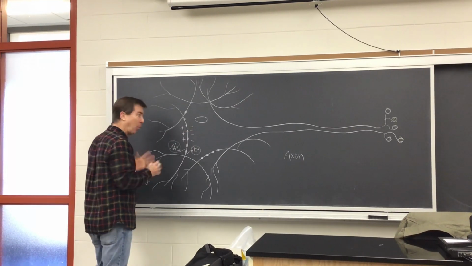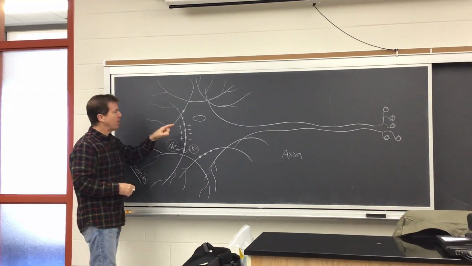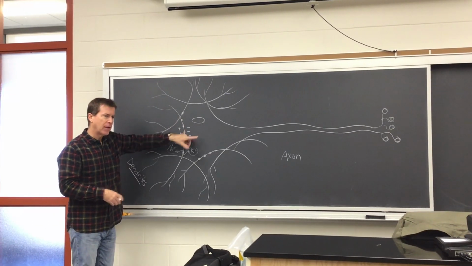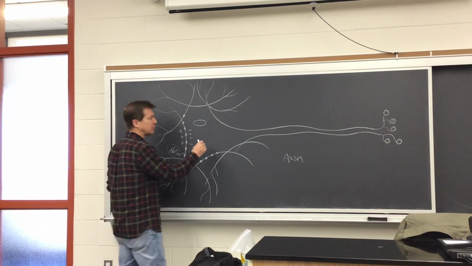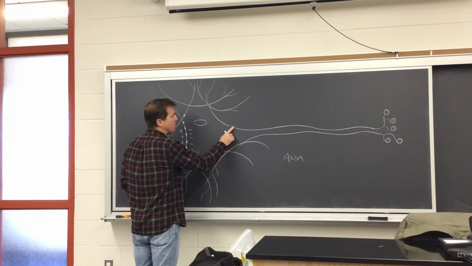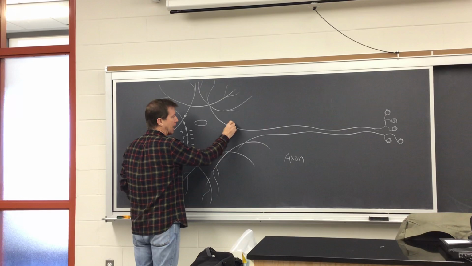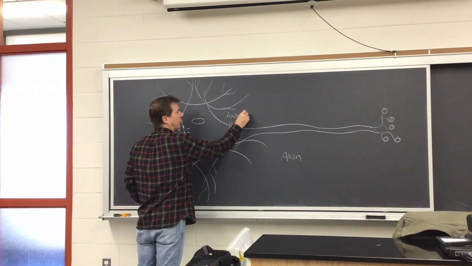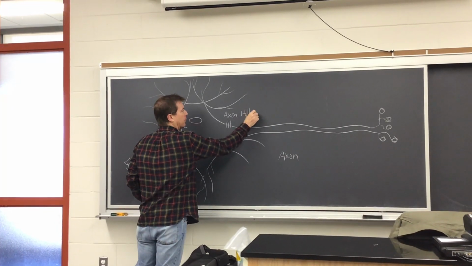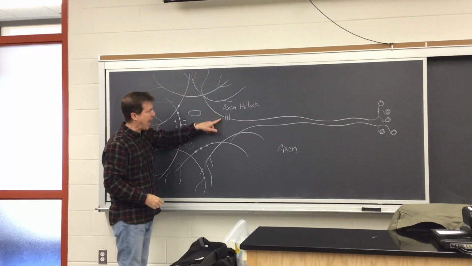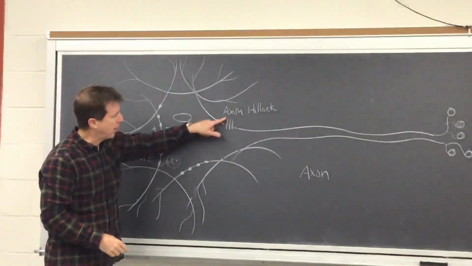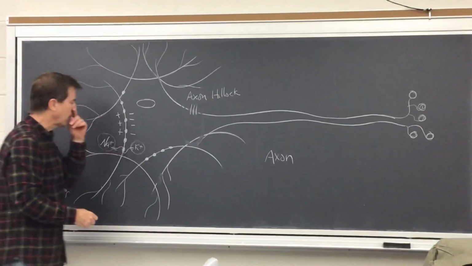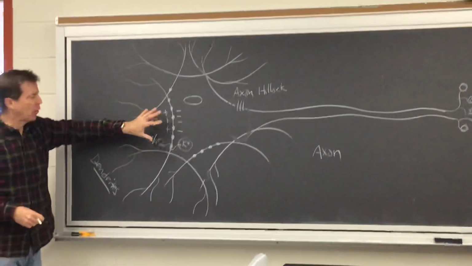Threshold is a very important word in this process. If we stimulate this cell enough to reach its threshold, something magical happens. We get a massive depolarization beginning at this point, called the axon hillock. The axon hillock is the anatomical area right here at the beginning of the axon. So let's go back to this depolarization business.